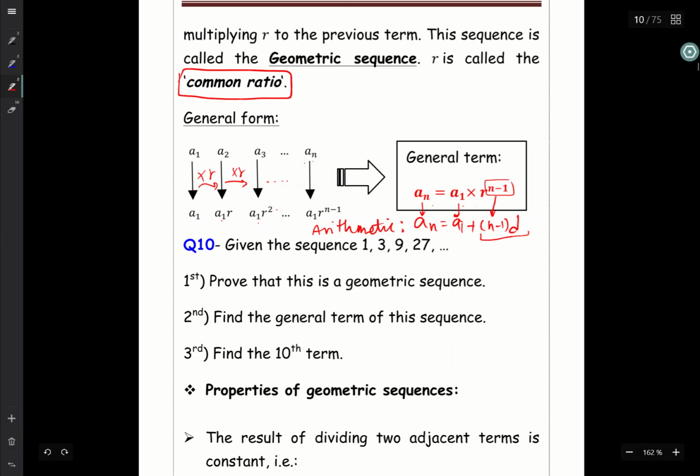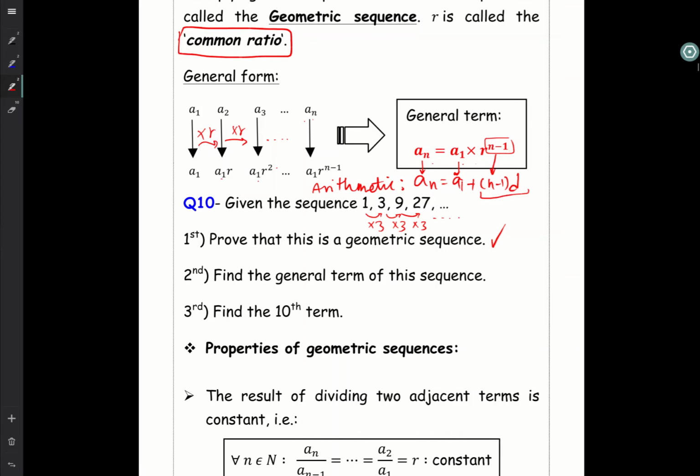Given the sequence 1, 3, 9, 27, prove that this is a geometric sequence. Okay, let's see. 1 multiplied by 3, 3 multiplied by 3, 9 multiplied by 3, and again. So yes, this is a geometric sequence. A1 is 1. The common ratio, common factor, or the multiplication factor is 3.